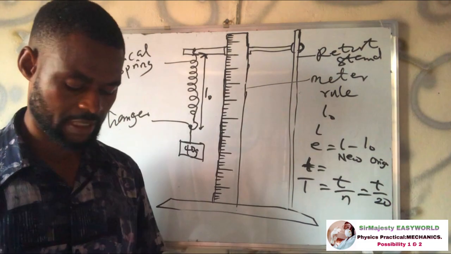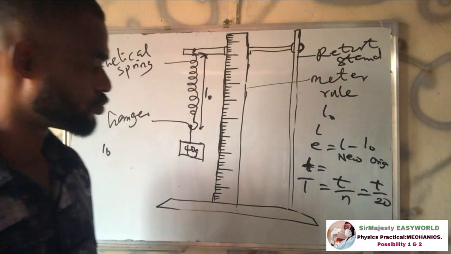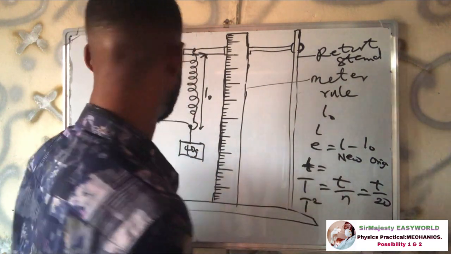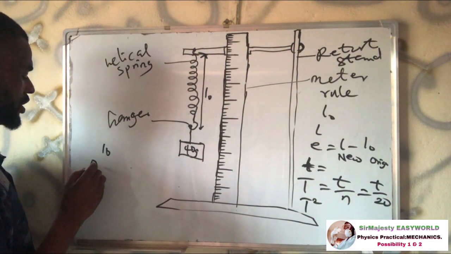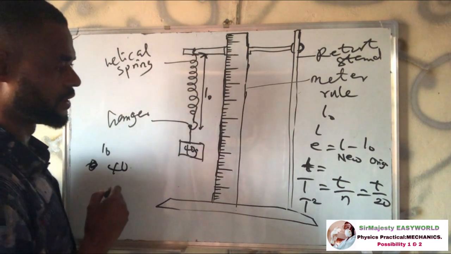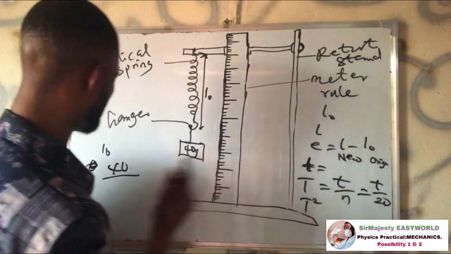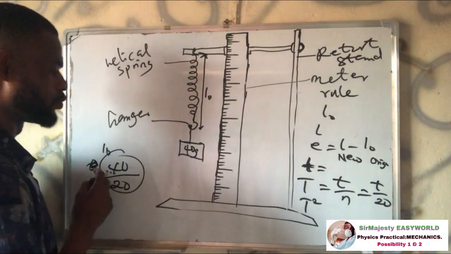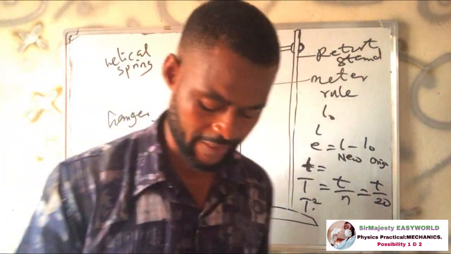Then the question continues. They say, then evaluate T square. After you must have obtained T, evaluate T square. It is very simple. If I know that my small t is, let's say, 40, I divide 40 by 20 and I get a number. Whatever I get here, I square the number, and I get T square. Do you understand? So it's very simple.